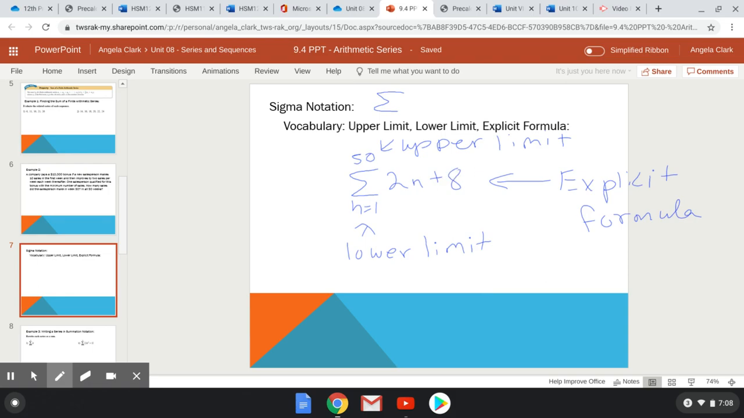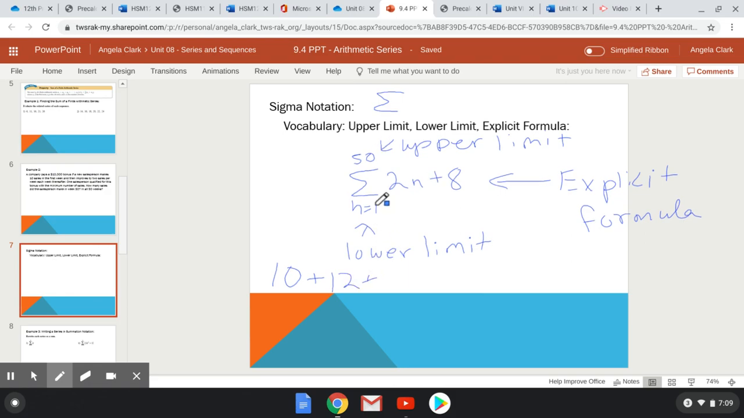All right, so basically what this is saying is, okay, start at 1, plug in 1. So 2 times 1 is 2 plus 8 is 10. Plug in 1, find that, then add. So this is a sum, right? So we're going to be adding each time. Then go to the next number. So summation notation is you're starting here and then you increase the number each time. So then you're at 2. So you'd plug 2 in here and you would get 12.